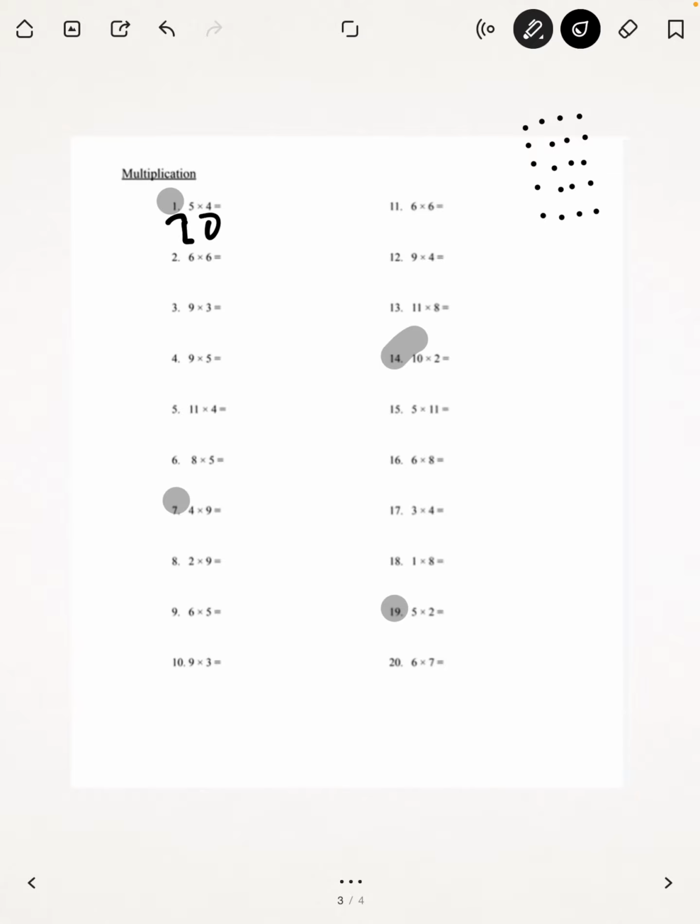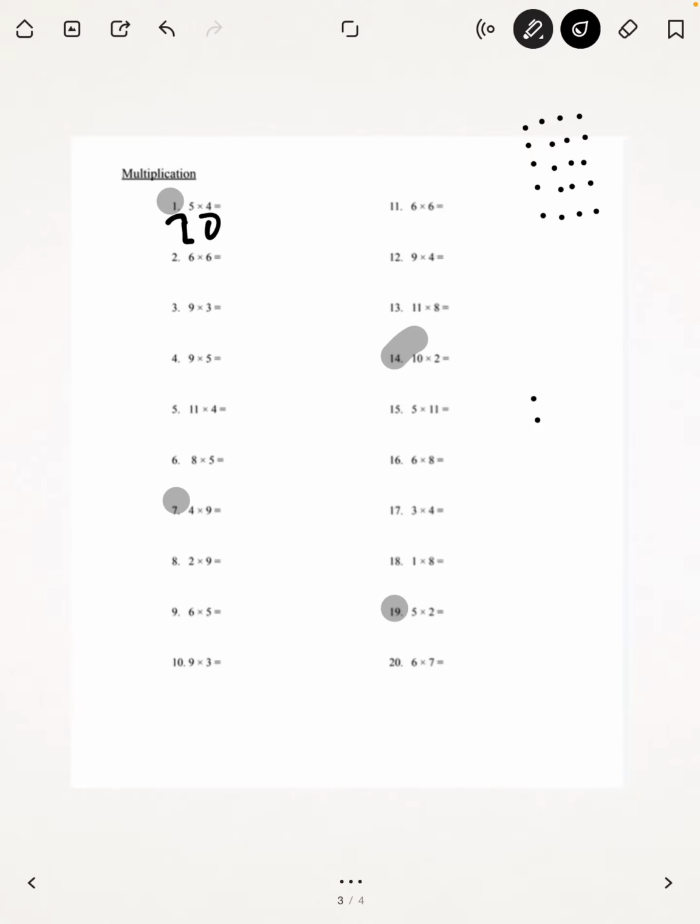4 times 9. You could do 9 plus 9 plus 9 plus 9, but that's going to take a long time. So you could do 1 multiplication. You just have to memorize it all. That's the easiest way to do it. Memorize it all, and it won't be that hard.